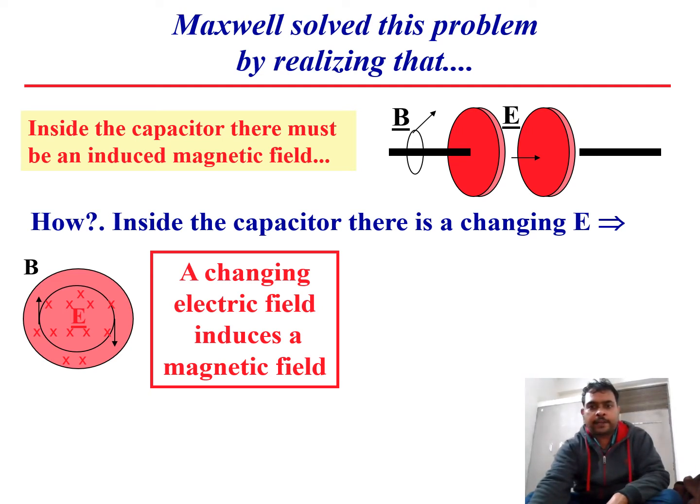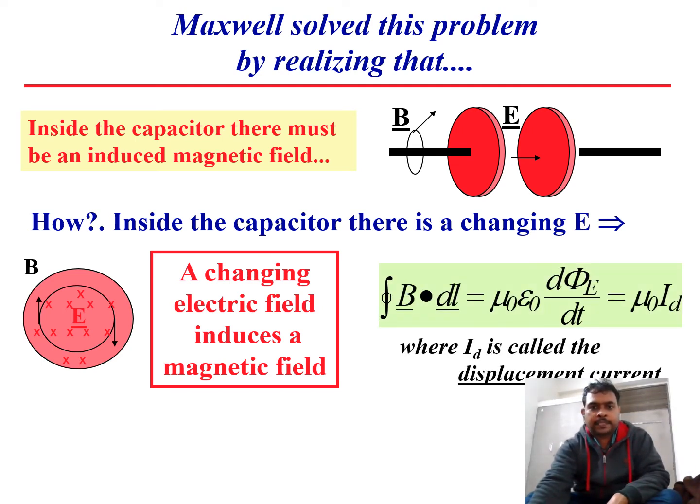So we will find this is equal to mu 0 epsilon naught d phi e by dt. This term, epsilon naught d phi e by dt, is called displacement current. So when this term is added, we get the entire corrected equation, with the correction term.